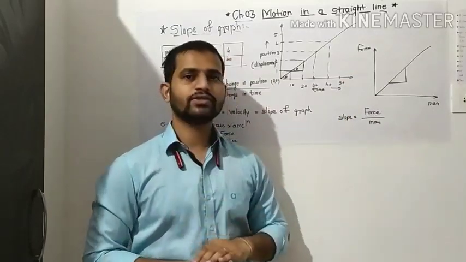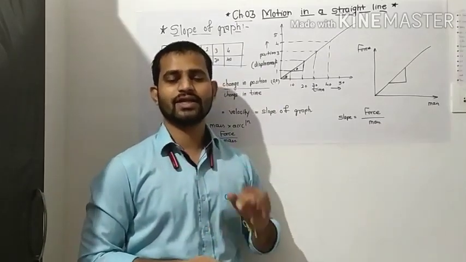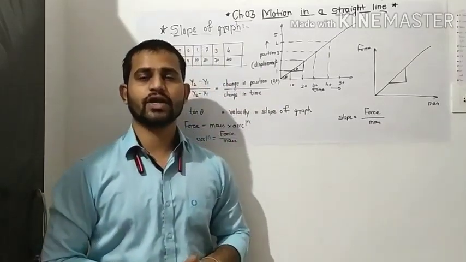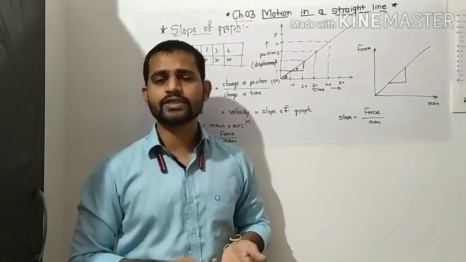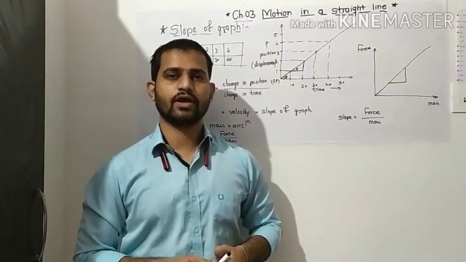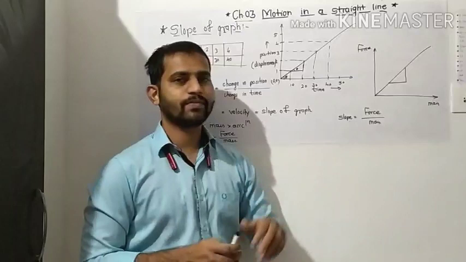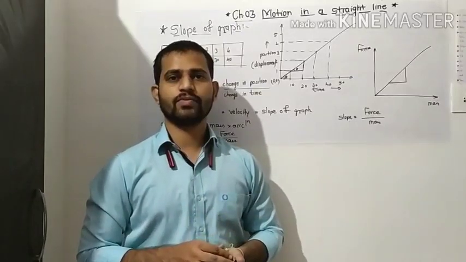So this is also one important use of the slope of a graph, that if we know two physical quantities and there is some relation between them, then we can find out the third physical quantity by knowing the slope of the graph. So this is also one important use of the slope of a graph.